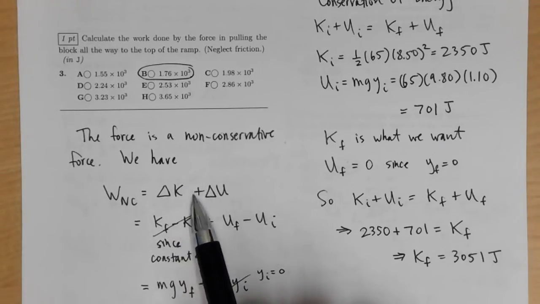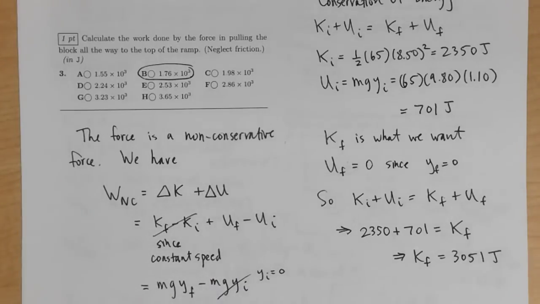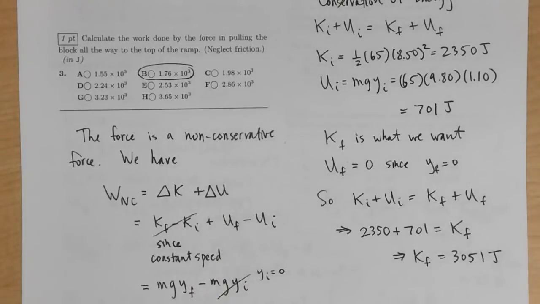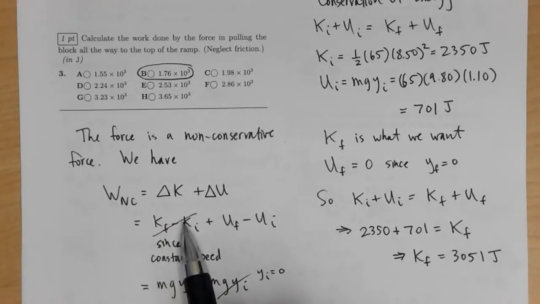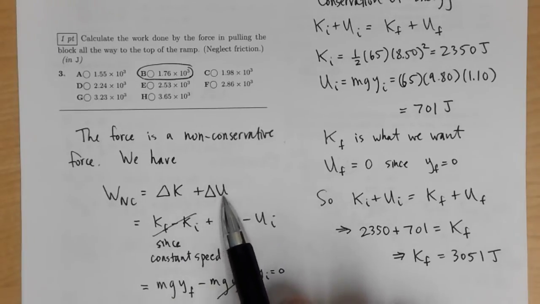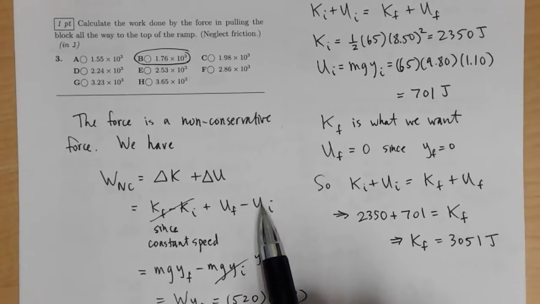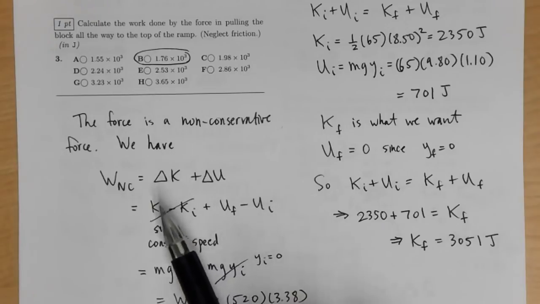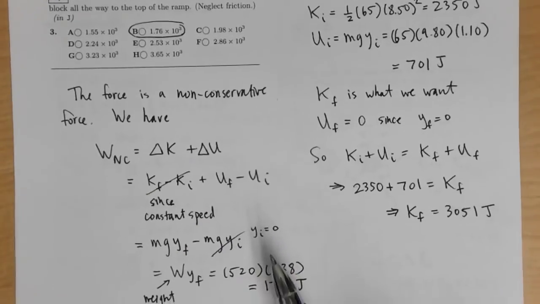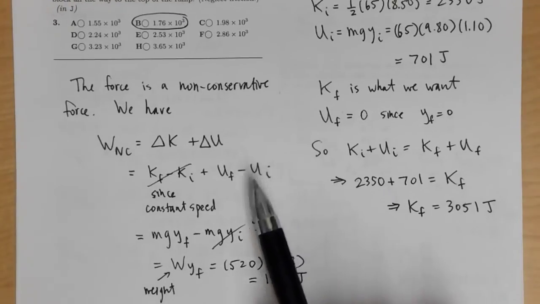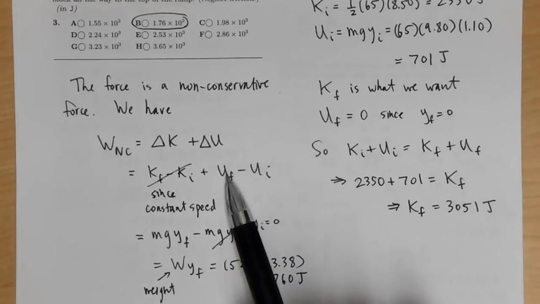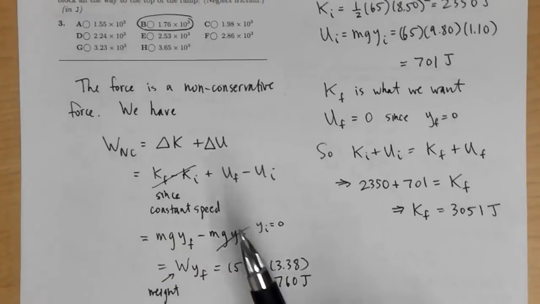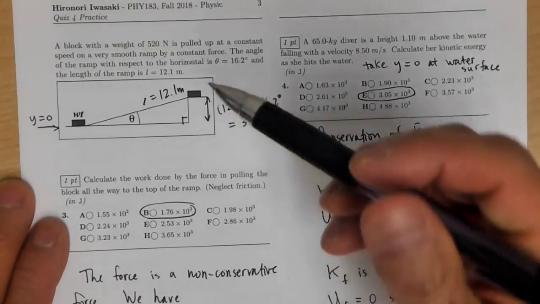In other words, delta K plus delta U, the change in the kinetic energy K plus the change in the potential energy U. So we have K final minus K initial, that's delta K. And then for delta U, we have U final minus U initial. But it's a constant speed, so whatever we have for the initial kinetic energy is what we get for the final kinetic energy, so this is 0. Now for the difference in the potential energies, that's just the potential energy for gravity, so it's mgy final minus mgy initial. At this point, we just have to calculate the initial height.